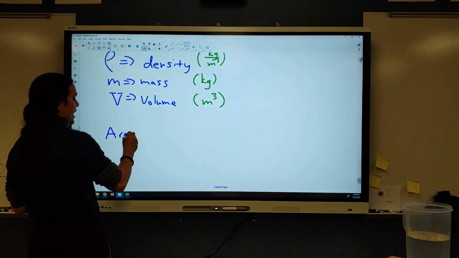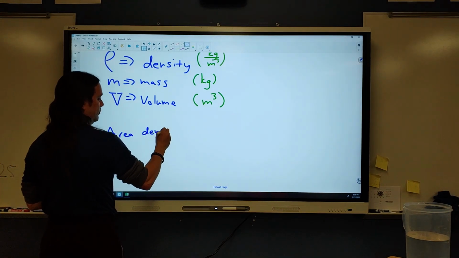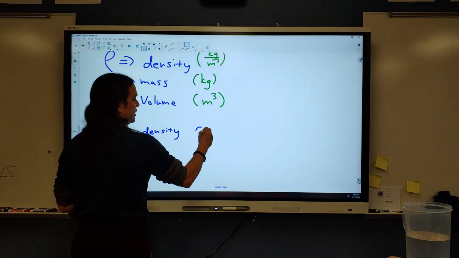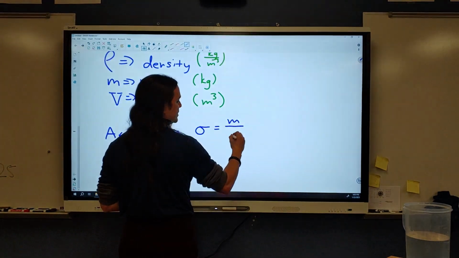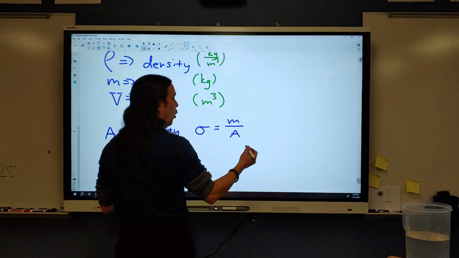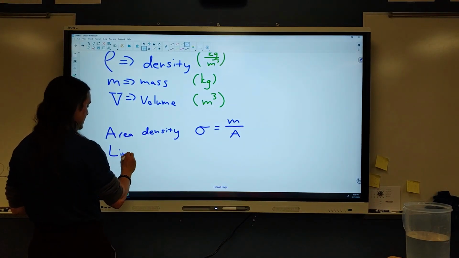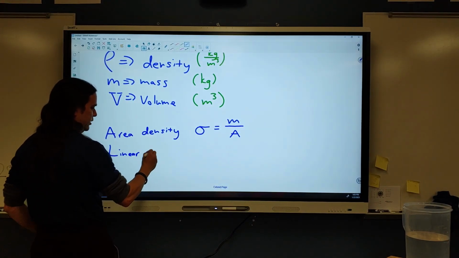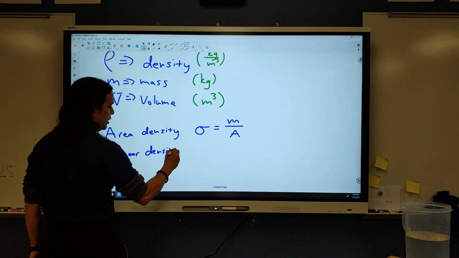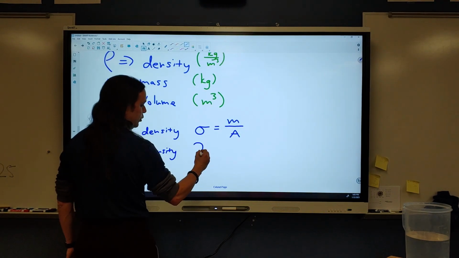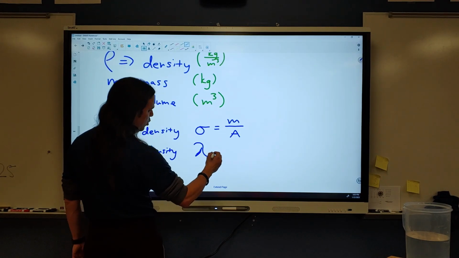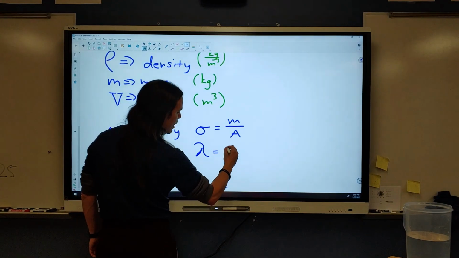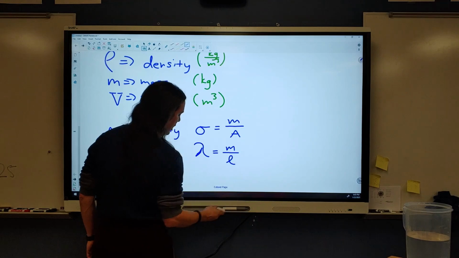There is an area density. And that would be represented by a lowercase sigma, which looks like this, and that's where you would take the mass divided by an area. Or you might have a linear density. This is the one that is more likely to be used, at least in the introductory materials, and it is represented with the Greek letter lambda, which looks like a little coat hanger. I apologize, my board is slightly out of alignment, and that would be a mass divided by a length.